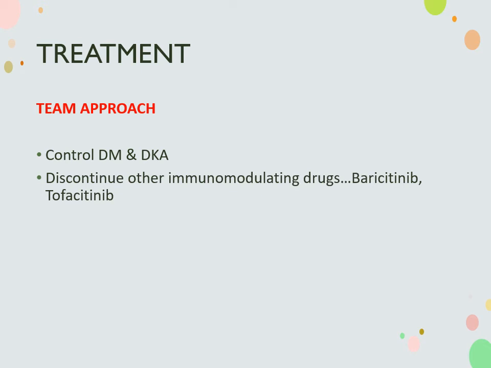Now comes the treatment. What treatment can be done? First of all, a proper team approach should be there to manage the case of mucormycosis. First control the diabetes mellitus. This fungus is occurring because the sugar level is not in control. So control the diabetes mellitus, check the sugar level in the blood, start the treatment according to that, and also treat the diabetic ketoacidosis. Then if the patient is on any immunomodulating drugs like baricitinib, tofacitinib, stop all these immunomodulating drugs.